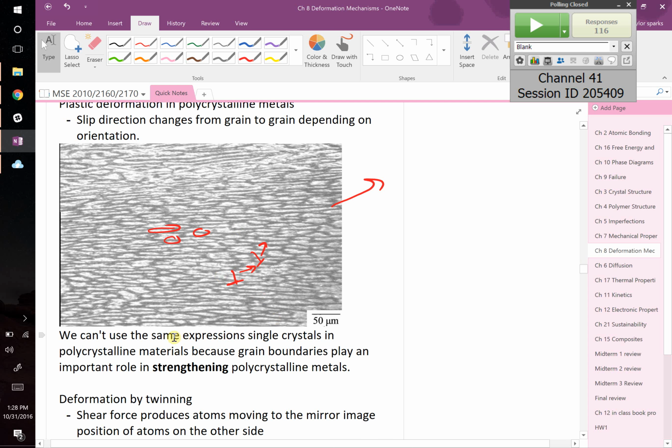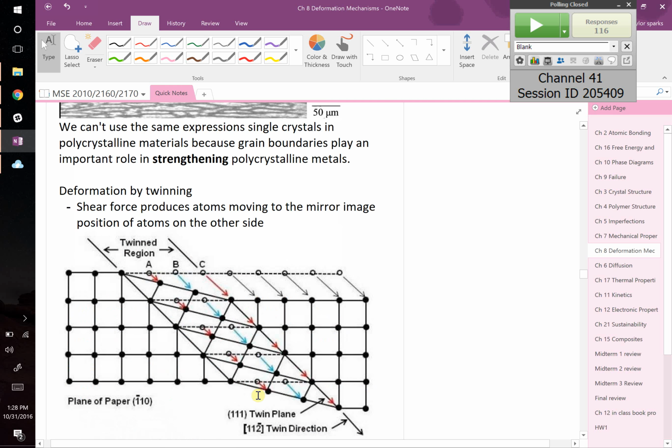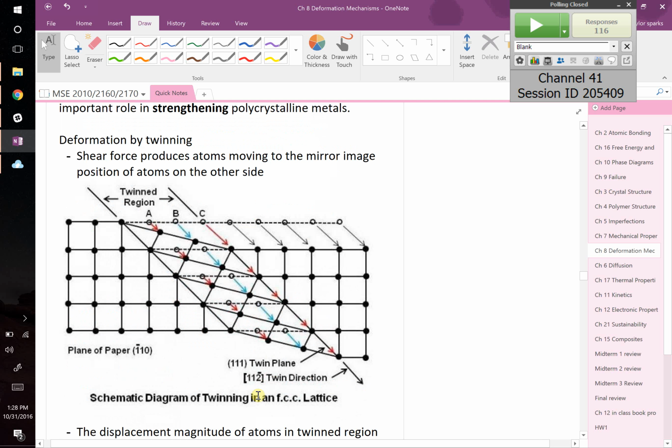And this is actually a pretty common tool. This actually gets to Hall-Petch in a minute. If you can just introduce more and more grain boundaries and use smaller and smaller grain materials, it'll get stronger and stronger, okay? Before we talk more about that with Hall-Petch, let's talk about deformation by twinning.